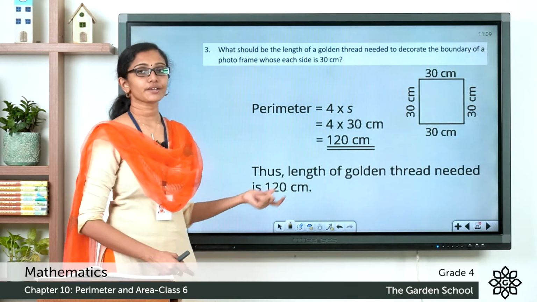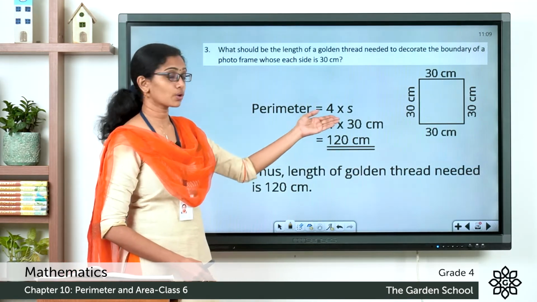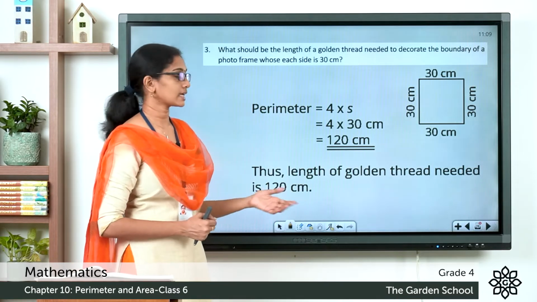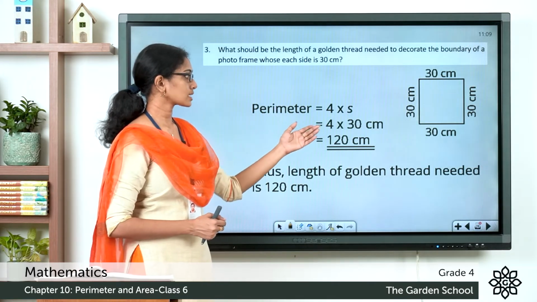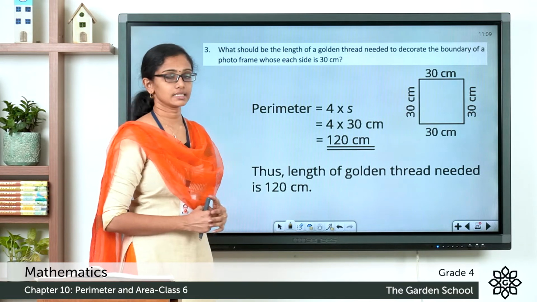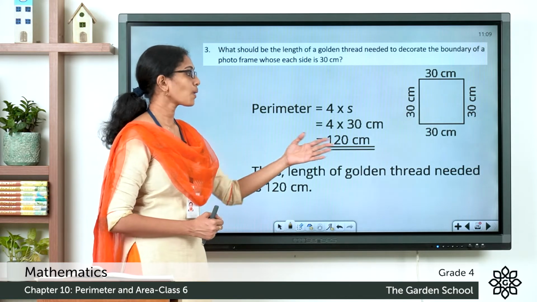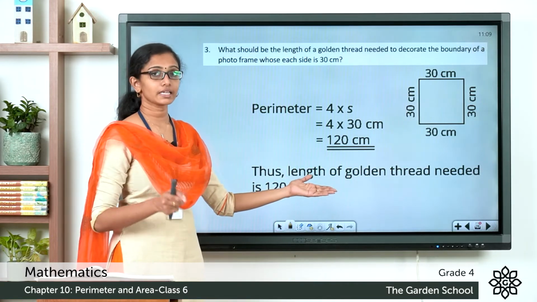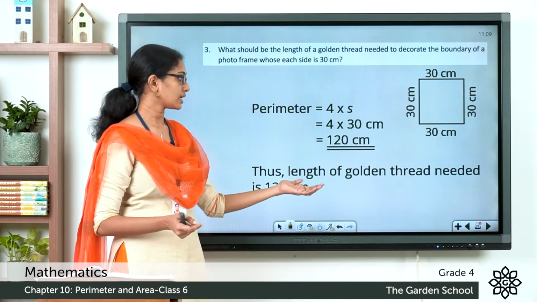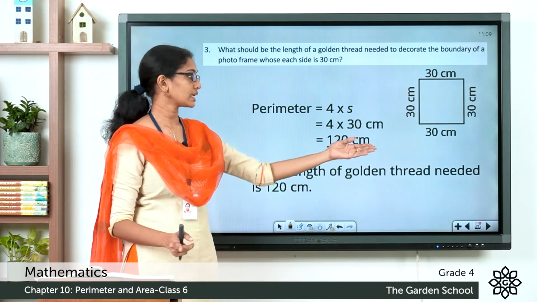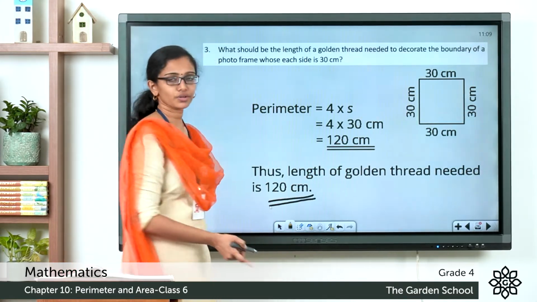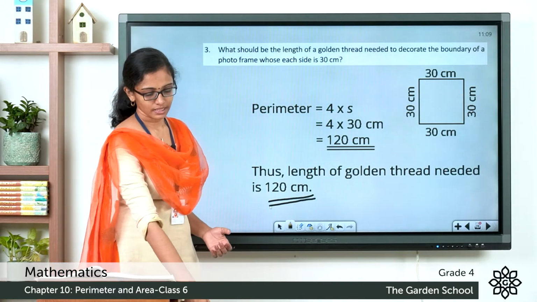The perimeter is equal to 4 times the side, or 4 into s. Make sure you're writing the formula when you're working out examples like this. So, 4 into s is equal to 4 into 30 centimeter, which is equal to 120 centimeter. So, the length of the golden thread is the perimeter of the frame, and hence the length of the golden thread needed is 120 centimeter. So, I hope you are clear with this. Let's move on to the next question.